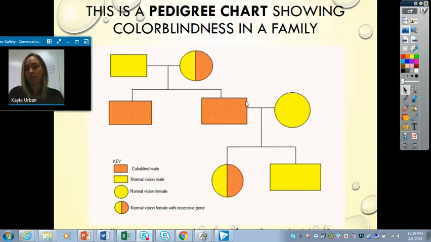Then this colorblind son married a female with normal vision, and they had a daughter who was a carrier for colorblindness and a son with normal healthy vision. That's how you would read that pedigree. Let's go on and learn a little bit more about them.